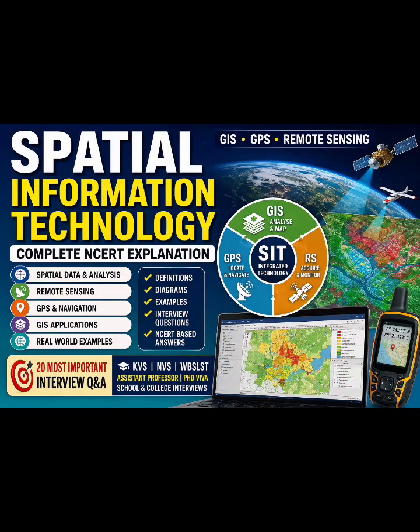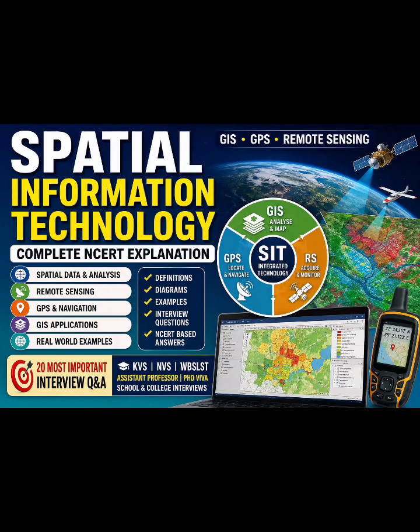GPS determines the precise location of an object. Remote sensing collects spatial information from satellites or aircraft, and GIS integrates, stores, analyzes and displays the collected information. Together they provide an efficient system for spatial analysis and planning.